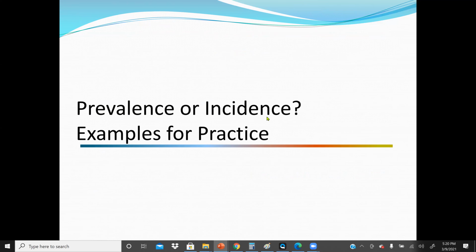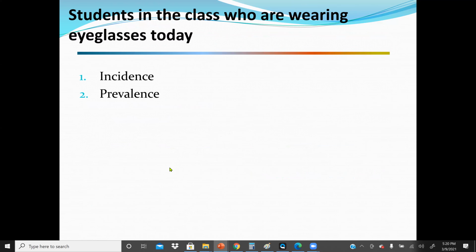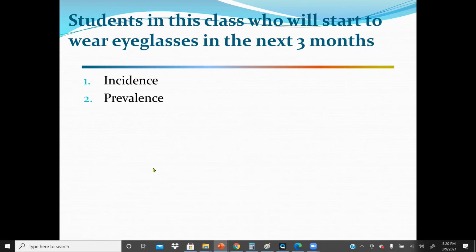So prevalence or incidence? Let's see some examples for practice. Students in the class who are wearing glasses today, that will be prevalence. Now, students in the class who will start to wear eyeglasses in the next 3 months, this will be incidence.